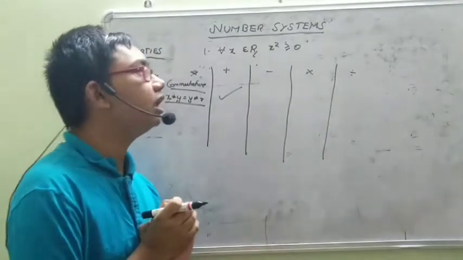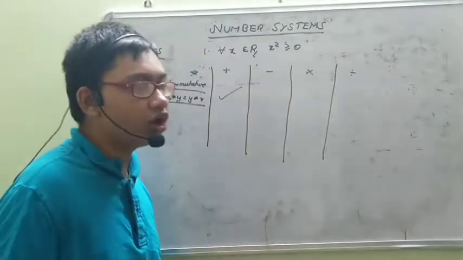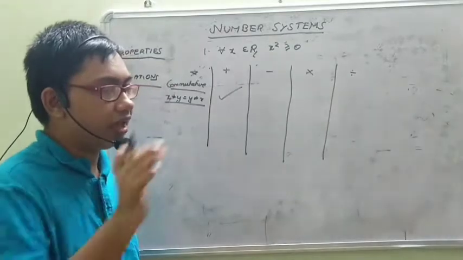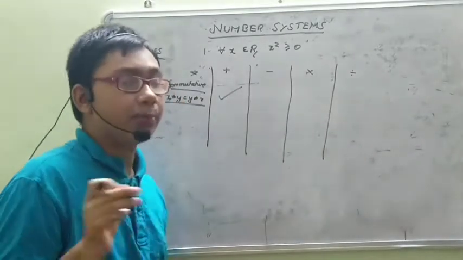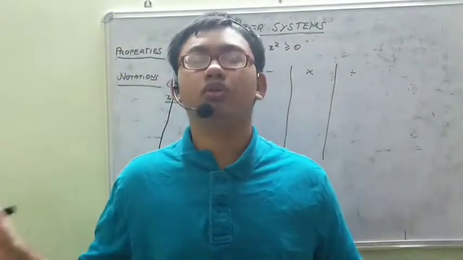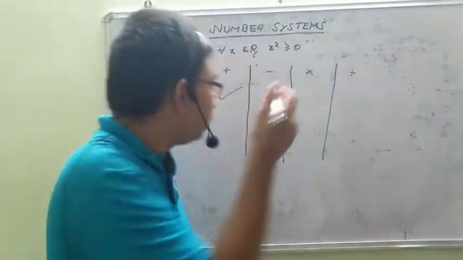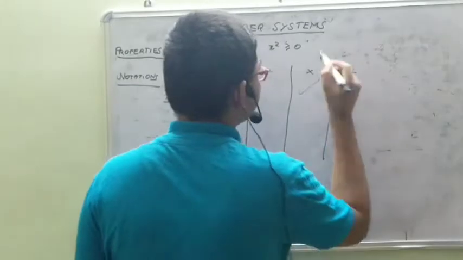Similarly, whatever be the number, the order of multiplication also does not matter. 1 into minus 25 will always be minus 25, and minus 25 into 1 will also be minus 25. So this is true for multiplication as well.